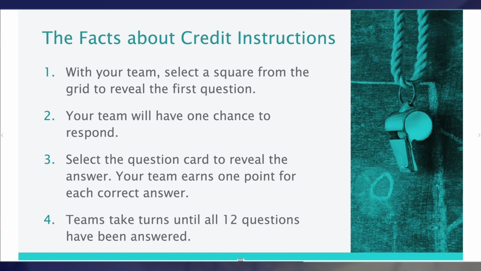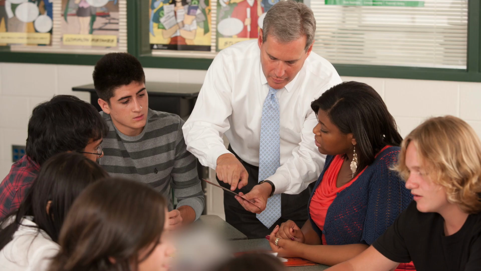The class will be divided into teams, and the team that goes first will select a square from the grid and reveal the first question. Read it aloud and give the team a chance to respond. A correct answer earns 1 point. There are 12 questions in all.